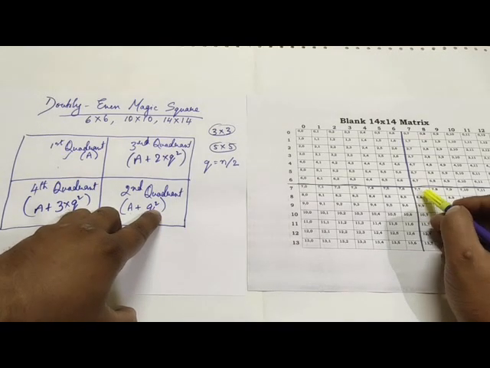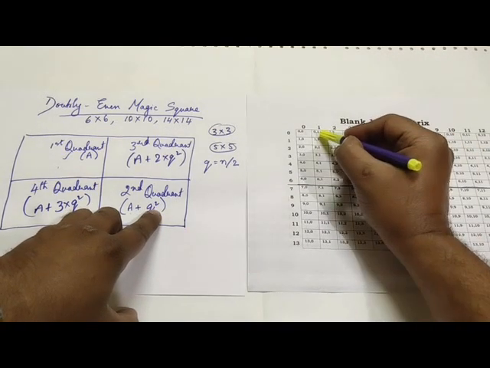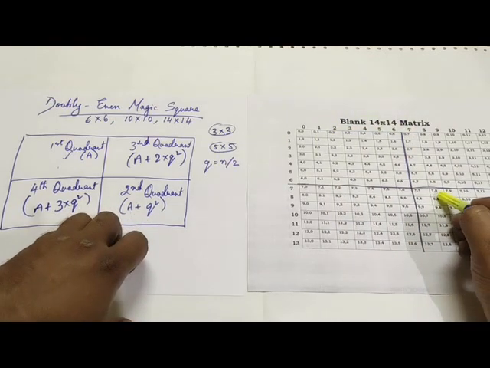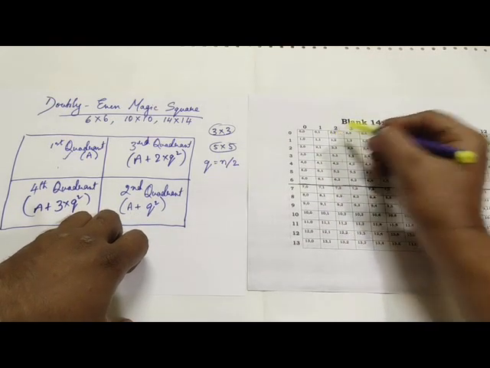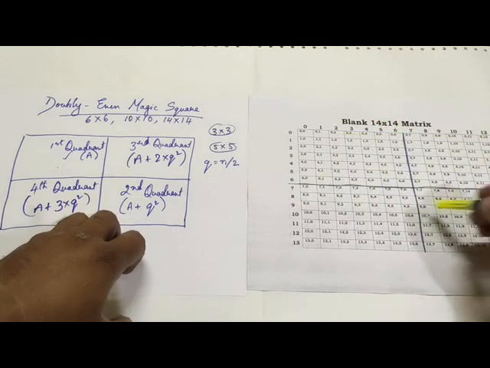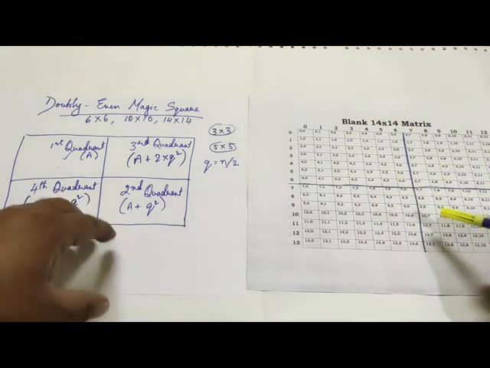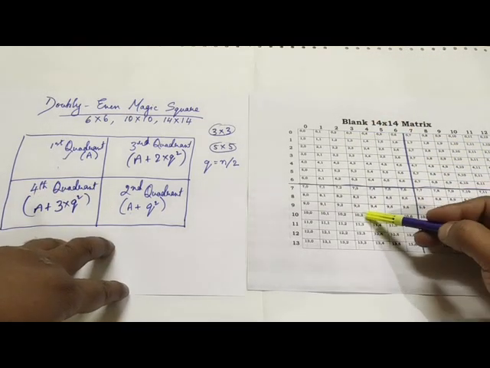Whatever the value is, you can write it over here. Similarly, this will be this plus q square. Similarly, this will be the third element plus q square. Like that, for the corresponding elements, you can insert all the numbers. The same thing you can do for the third and the fourth quadrant.